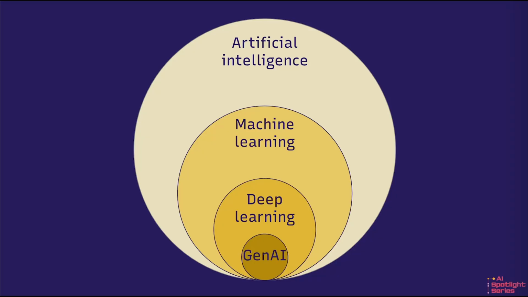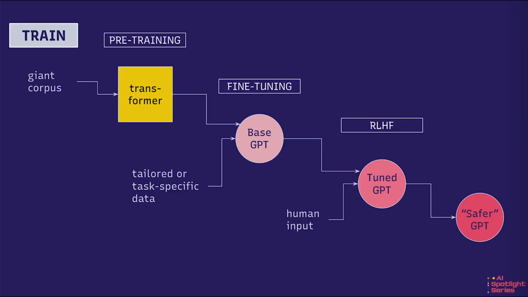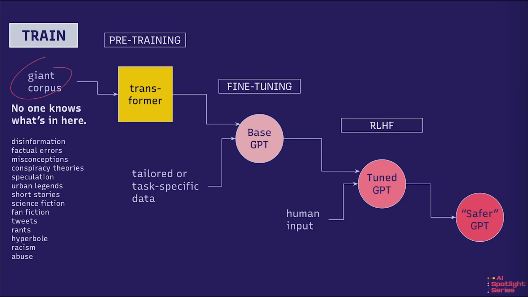So we've already talked about how generative AI inherits all of the features of machine learning and all of the features of deep learning, but it also has unique challenges. Here's the biggest one. When you are working with such massive volumes of data, it is really hard to know what is actually in that data.